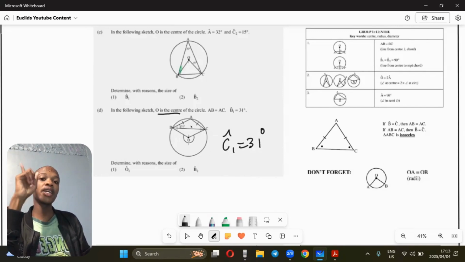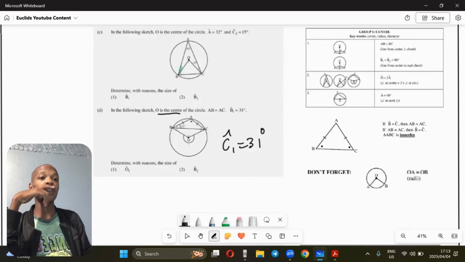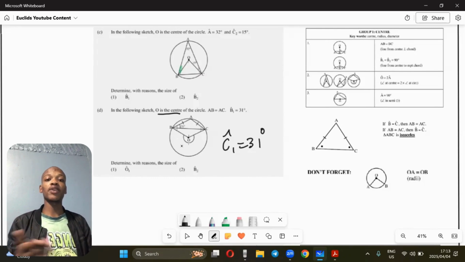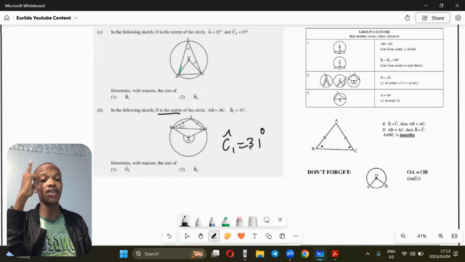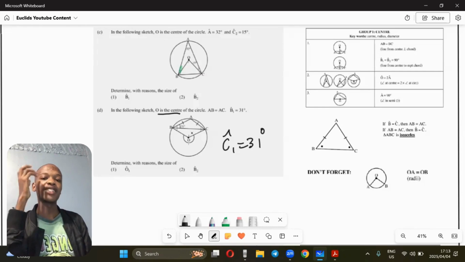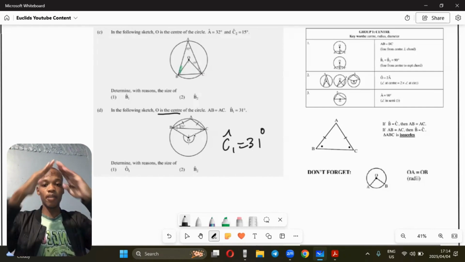So can we calculate A? Because A is the one that is going to help us get O1. Why? Because A is the angle at the circumference subtending the same arc. This is the arc. This arc is subtended by A, and O1 is also subtending the same arc. So that is why I'm going to make use of angle at the center. You have to make sure they are subtending the same arc, or the same chord, or they are formed by lines that are coming from the same point.